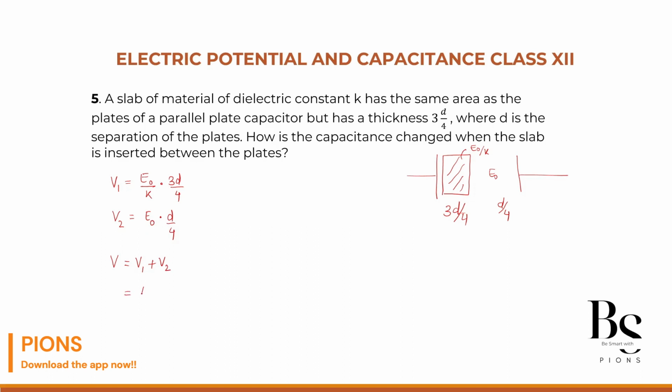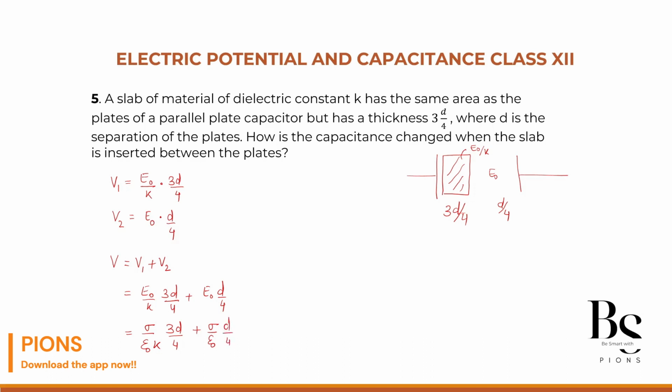Let's add both of them. So it will become E naught by K into 3D by 4 plus E naught into D by 4, right? Now what's our electric field for a parallel plate capacitor in between the two plates? So sigma by epsilon naught. Let me repeat. Sigma by epsilon naught is the electric field in between the plates of the capacitor. How we got this? Go through the derivations.